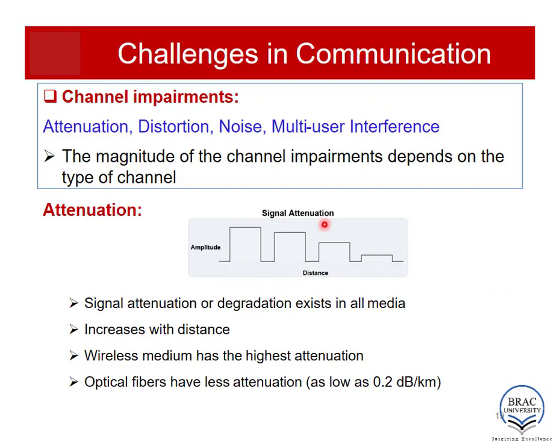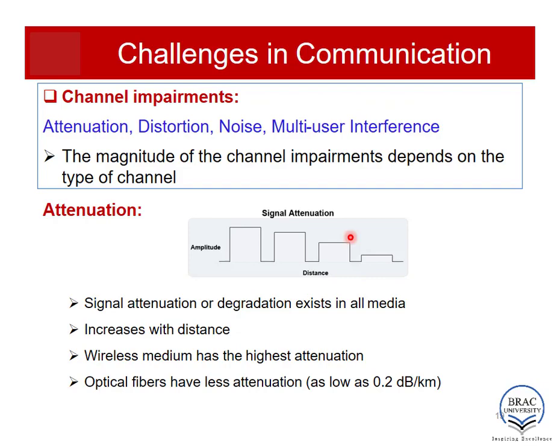Signal attenuation or degradation exists in all media. If you use a wired medium, let's say a telephone channel, you will experience attenuation there. There are multiple ways that we can cope with this problem. We will discuss these issues later on in the course, but for the time being, we will learn that this attenuation happens for all media.